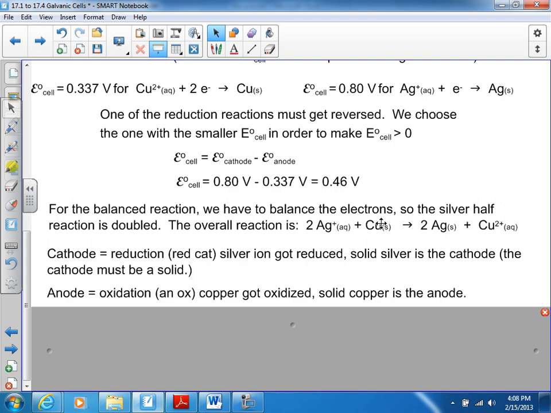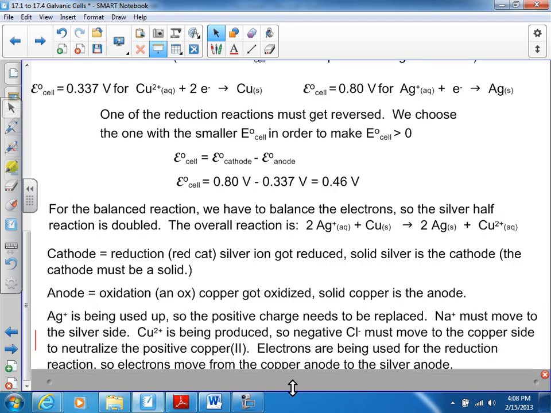Now let's see, who's using up electrons and who's producing electrons? Copper is going to copper 2. Copper is making electrons. Silver ions are becoming silver. They're getting used over at the silver side. So the electrons are going from the copper side to the silver side. The electrons are going from the copper over to the silver. And here is everything I think I just talked about.